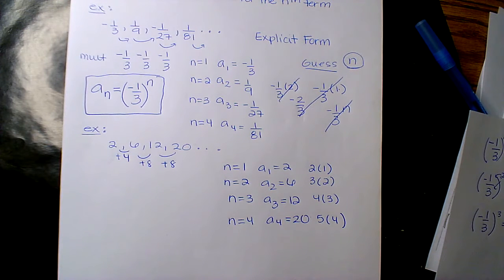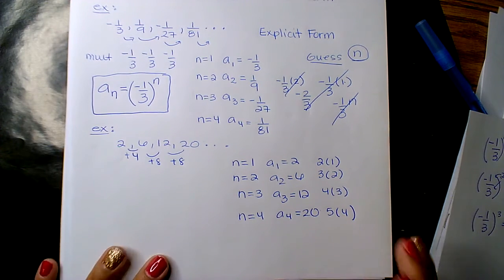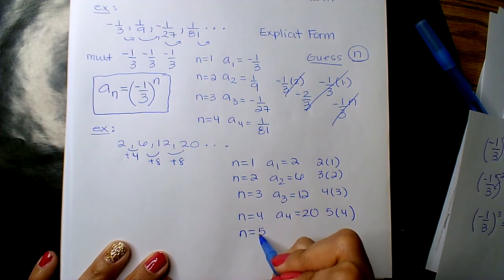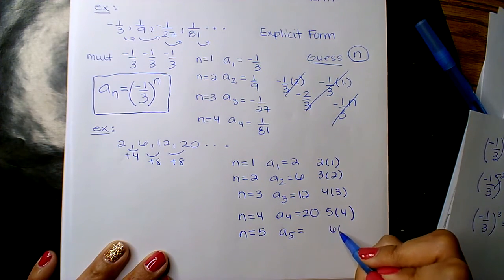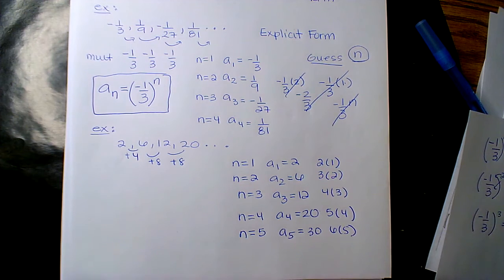All right, so now here's the problem. You're like, all right, so then that means the next term, well, before we do that, that means the next term, if you were to guess it, 6 times 5, 30. So it would be 30.